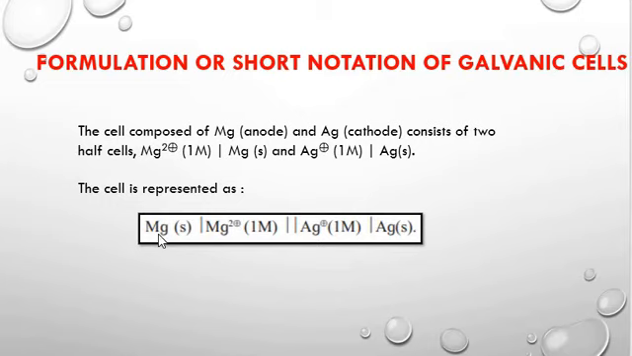that magnesium is anode. It is dipped in a solution having magnesium ion. The concentration of this electrolyte is 1 molar and silver is cathode and it is dipped in the electrolyte having silver ion and its concentration is 1 molar. So this is how we represent a cell, or you can say it is a formulation or short notation for a galvanic cell.